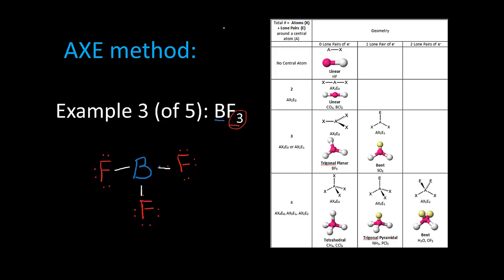Let's do our AXE. Our A is boron. Our X is the number of atoms bonded to our central atom, and there are three, so we're going to do a subscript of three. And our last one is E, which is the number of lone pairs on our central atom. Well, we've drawn our Lewis dot structure, and there are no non-bonding pairs on boron. All of boron's electrons are being bonded. So that would be AX3E0.